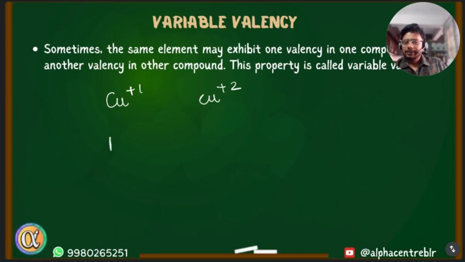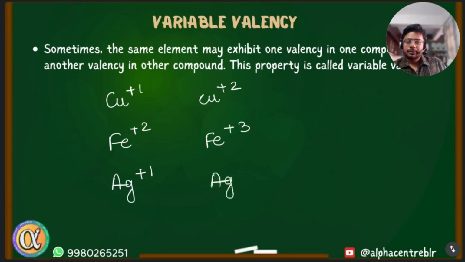Then next, iron. Iron is +2 and +3. Okay, good. Any other element with variable valency? Silver. Very good. So silver is +1 and +2. Okay, so certain elements have variable valency.